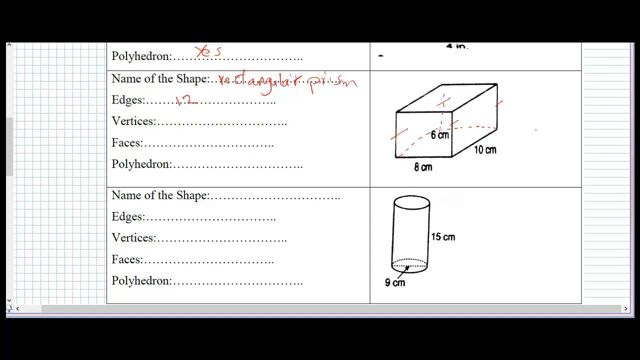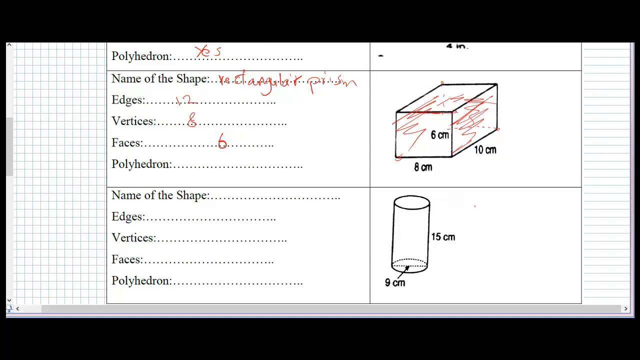How many vertices? Let's count the vertices that we have here. We have 1, 2, 3, 4, 5, 6, 7 and 8 in the back. So we have 8 vertices. How many faces? Okay, a face means a side. So here we have 1 face, 1, 2 on that side, 3 in the back, 4 here, and 1 up, 1 down, means 6 faces.